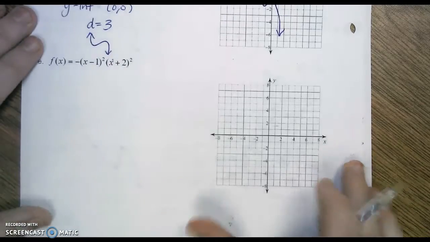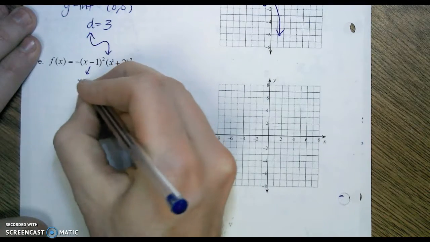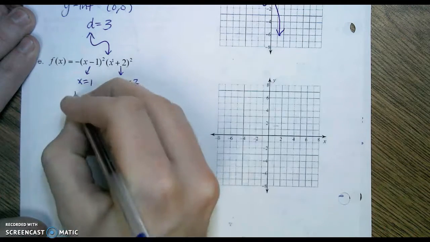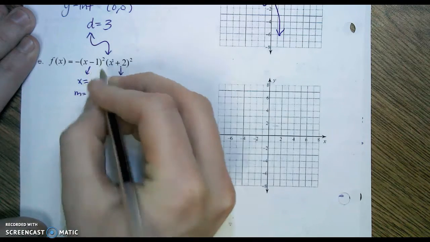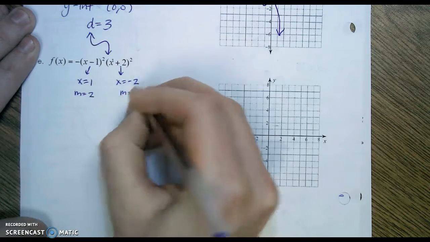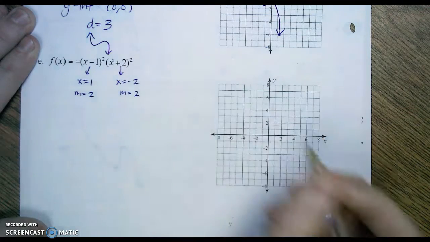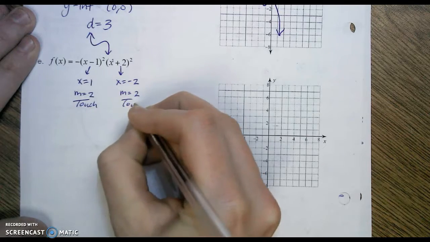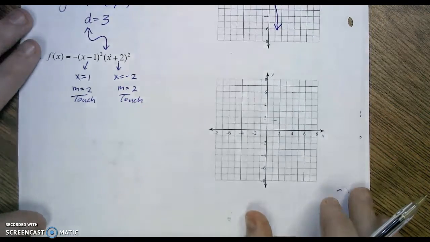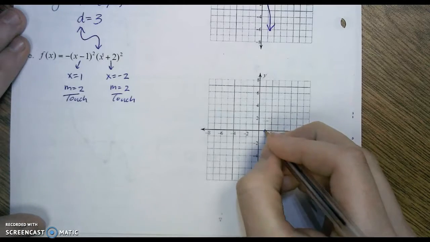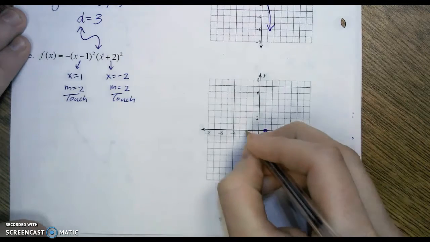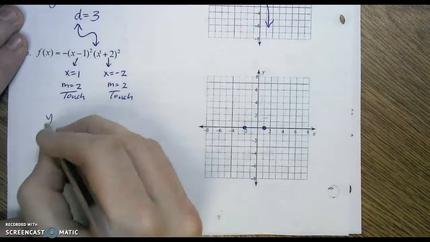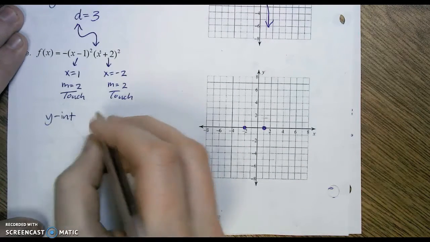And then here I get x equals 1, x equals negative 2. I've got multiplicity of 2 because of the exponent, multiplicity 2 because of the exponent, which means it's going to touch and touch. And then we can plot those. So I've got x at 1 and x at negative 2. And then I need to look for my y-intercept because I don't have anything crossing y yet.